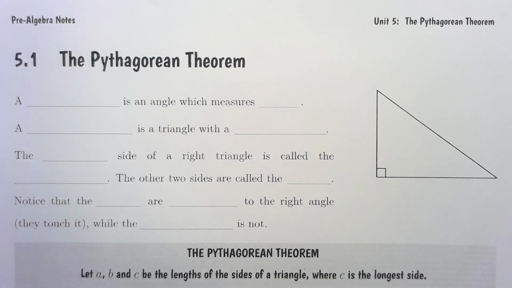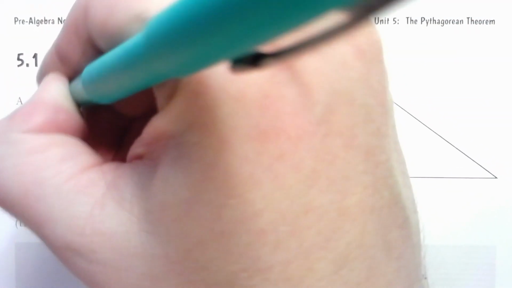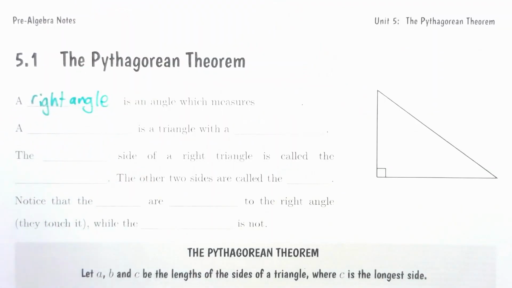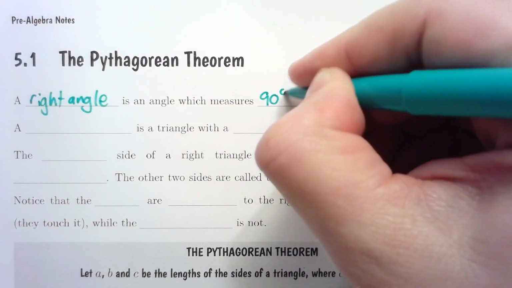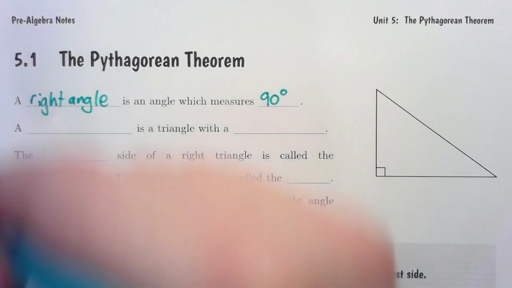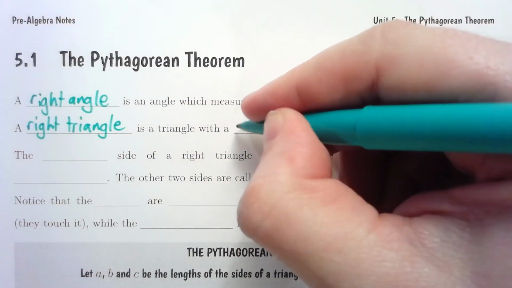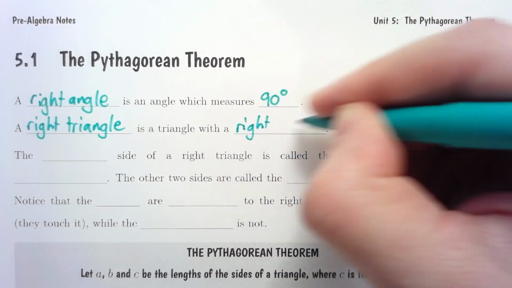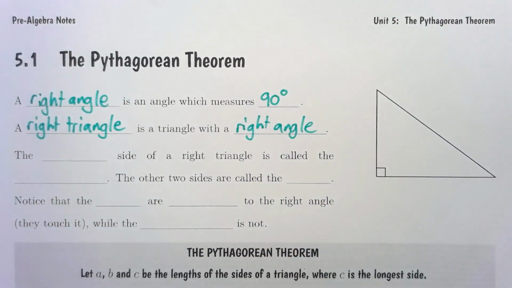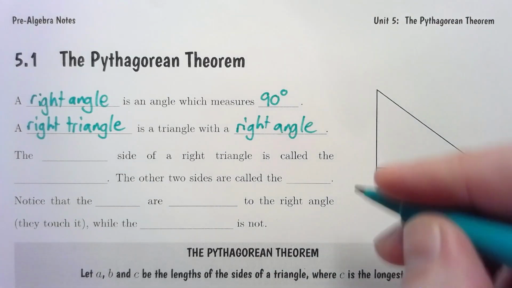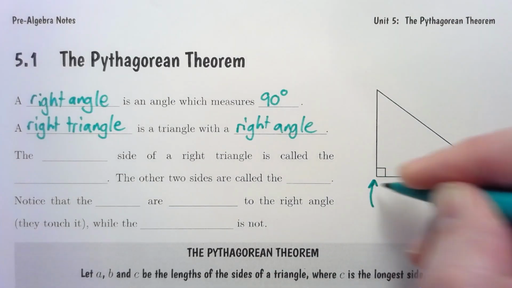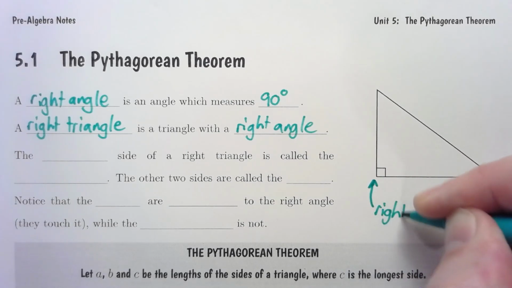So, firstly, some definitions. Now, you may know some of these, but others will be less familiar. So, firstly, a right angle is an angle which measures 90 degrees. A right triangle, as the name suggests, is a triangle with a right angle. So the diagram that we have here is a right triangle because this here is our right angle.